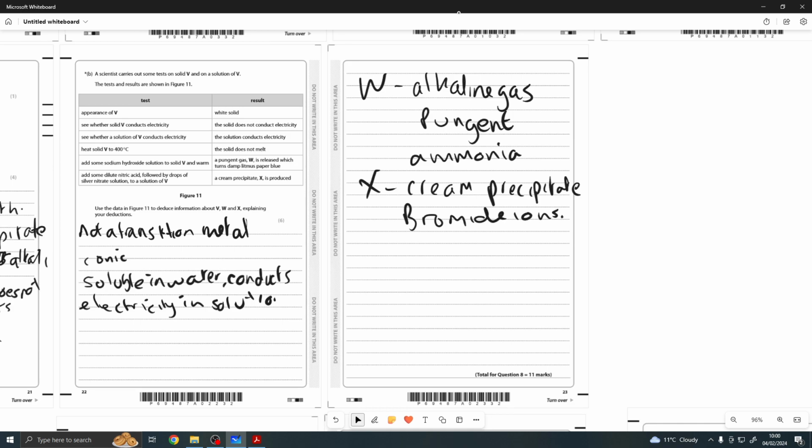Now, what can we therefore do? How can we identify this? Well, we've got ammonia produced, and we've got bromide ions tested for. We've identified W and X, and we've got to identify V. It does say, work out what V is. It's ammonium. Remember, when it's in an ionic compound, it's ammonium, not ammonia. It's ammonium bromide. That's what V is.